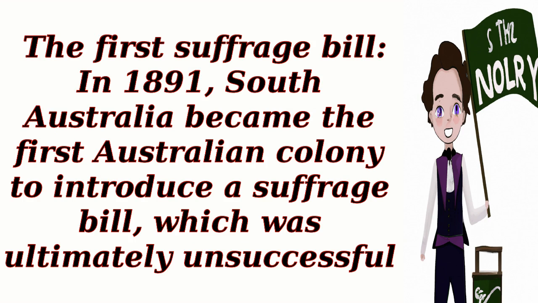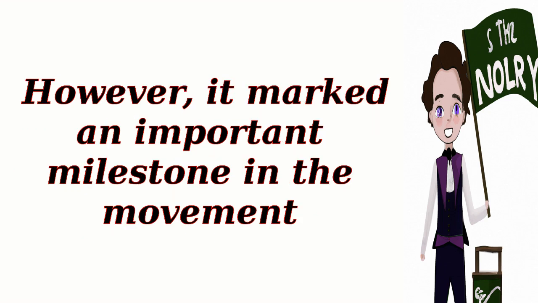The first suffrage bill. In 1891, South Australia became the first Australian colony to introduce a suffrage bill, which was ultimately unsuccessful. However, it marked an important milestone in the movement.